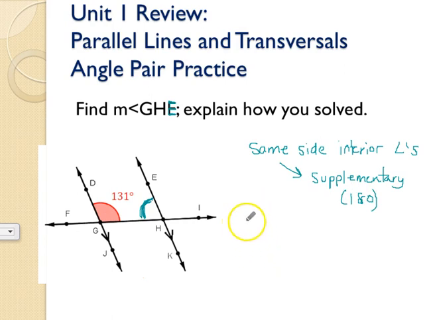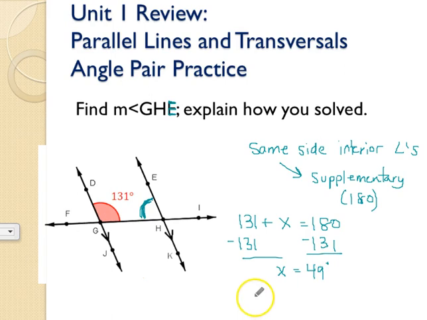So let's do that. Let's set up an equation. So really, if we take 131 and add it to our unknown angle, we should have a total of 180 degrees. And then we have a simple equation where we can solve for x. So we can subtract 131 from both sides and get our value of x. And our value of x is representing the measurement of angle GHE. So 180 minus 131 is 49 degrees. So that makes the measurement of angle GHE equal to 49 degrees.